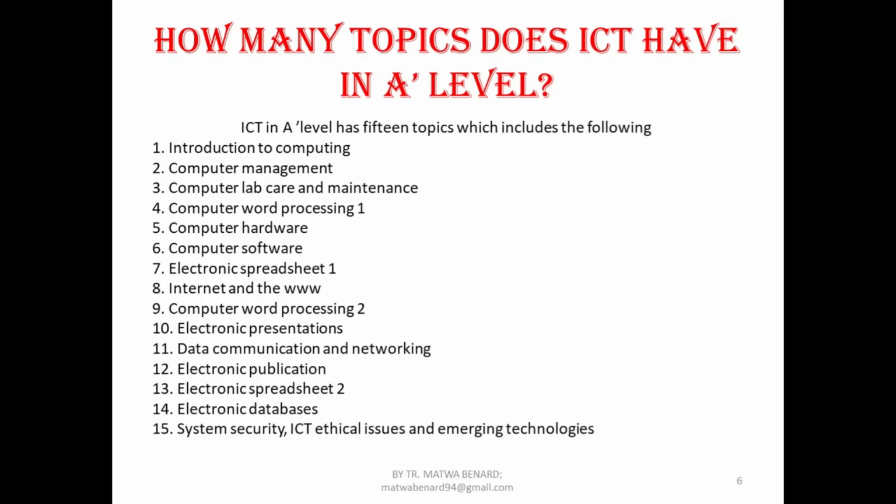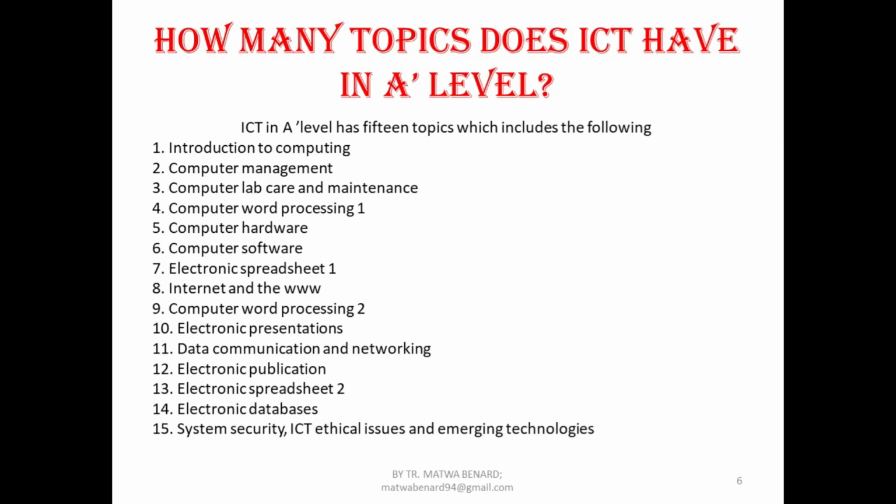How many topics are meant to be covered in A level? We have 15 topics that are meant to be covered. And now you're supposed to ask yourself, like for example, those students who have gone from senior 5 to senior 6, amongst these topics, where have you reached so far, and how many are you remaining with?